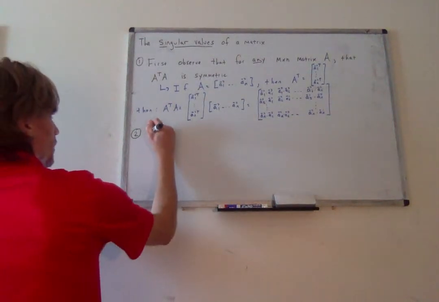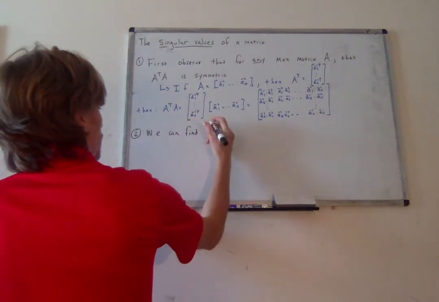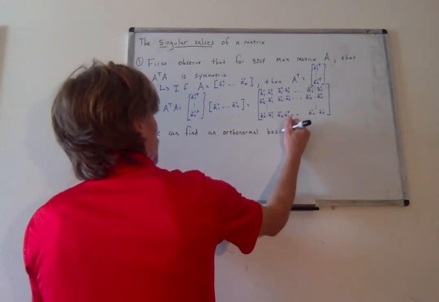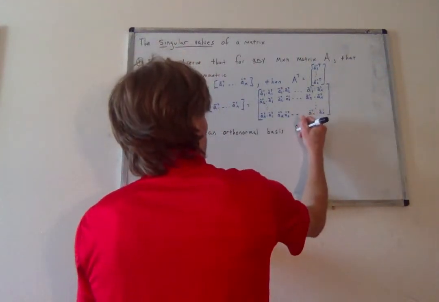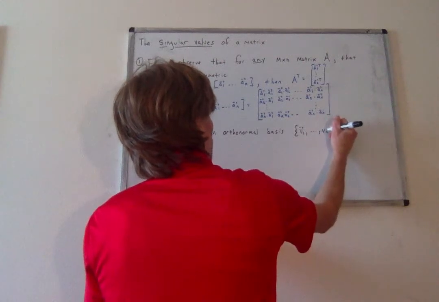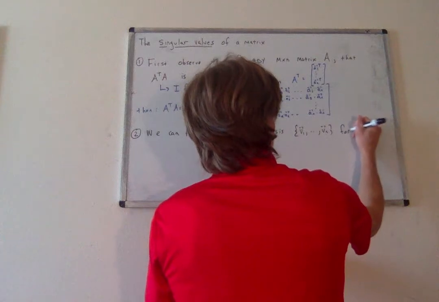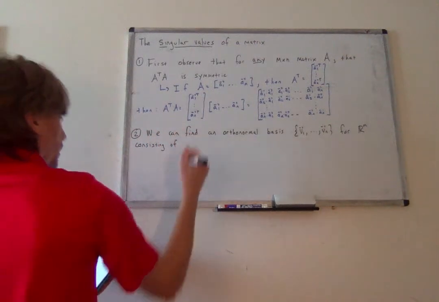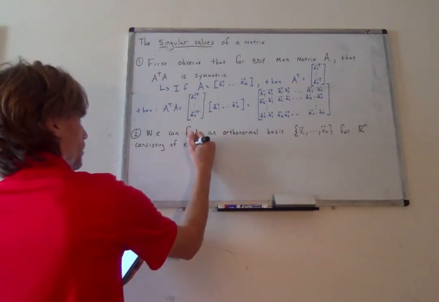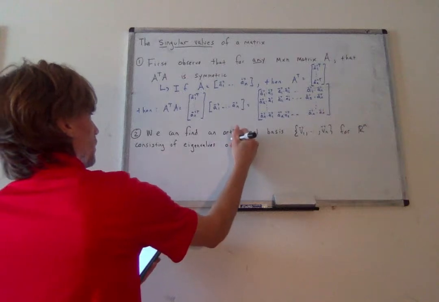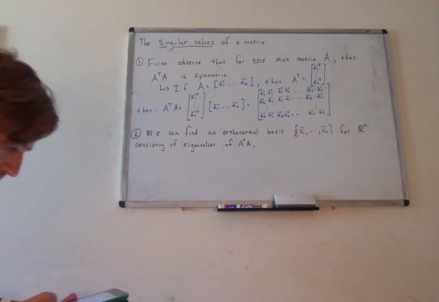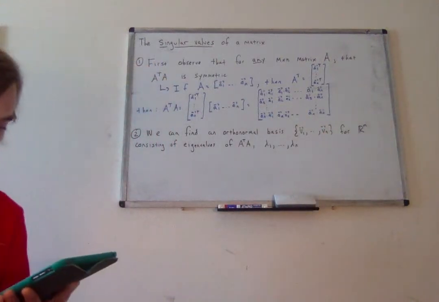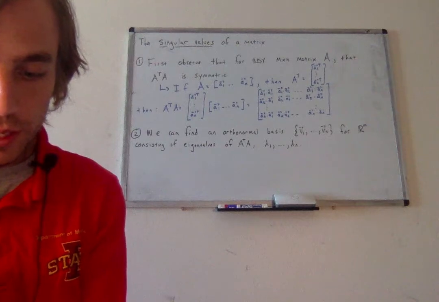So this means we can find an orthonormal basis, V1 through Vn, for Rn, consisting of the eigenvectors of A transpose A, with eigenvalues lambda 1 through lambda n, where again V1 corresponds to lambda 1, V2 corresponds to lambda 2, and so on. So we can do something interesting now.